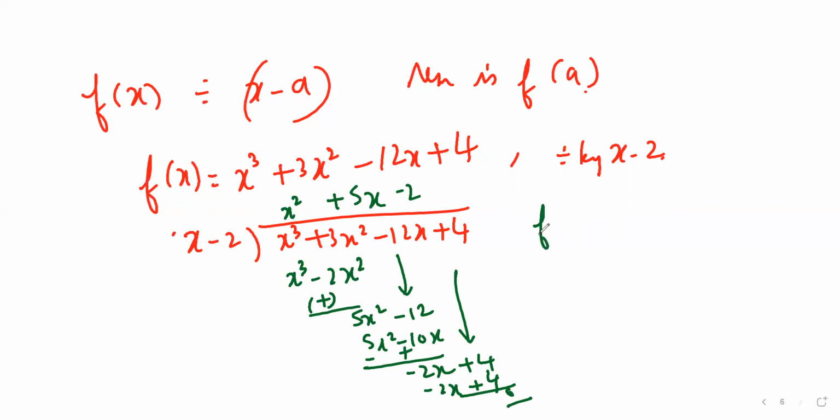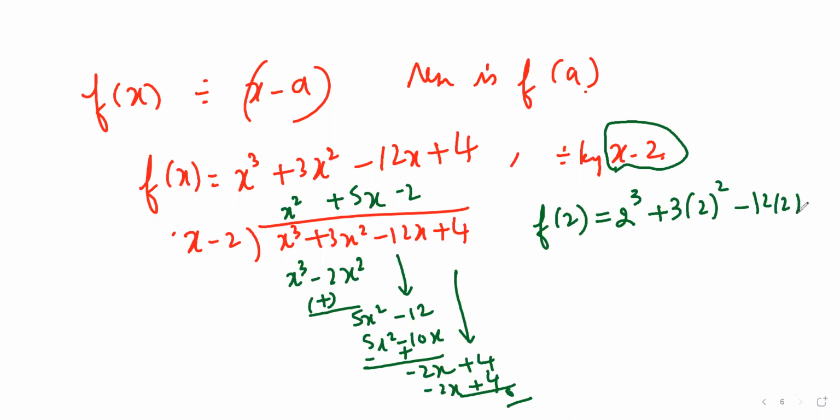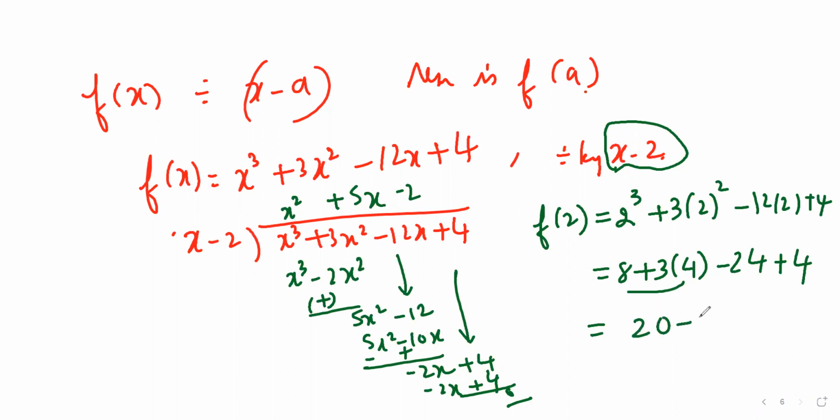So then let me find out what is f of 2. F of x is divided by x minus a, and a is 2 here, isn't it? So f of 2, I'm going to find out. F of 2 is 2 cube plus 3 into 2 square minus 12 into 2 plus 4. So that will be 8 plus 3 into 4, minus 24 plus 4. 8 plus 12 is how much? 20, no? 20 minus 24 plus 4. 24 minus 4 is 0.